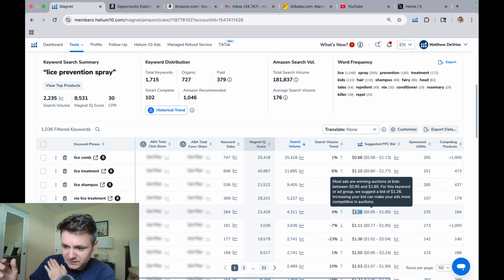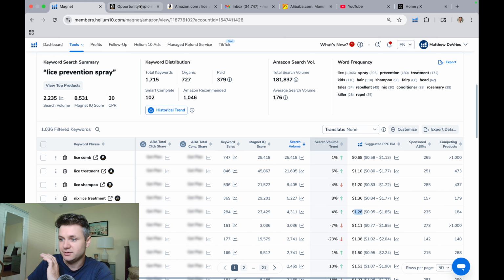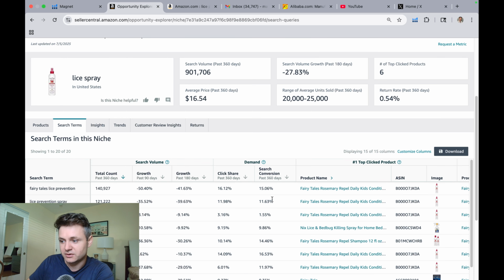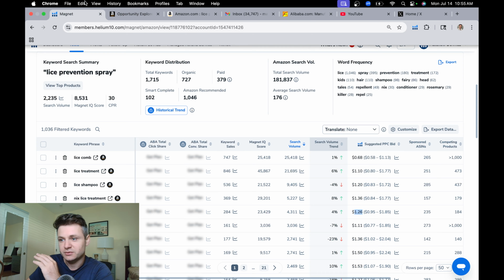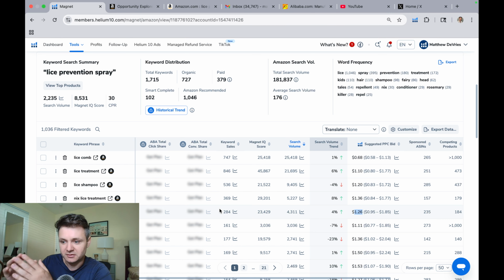$1.26, right? And what's cool is you can get in a calculator and say, okay, if my cost per click is $1.26 and my search to conversion, guys, is upwards of 12%, that means on average probably around 8 to 9 clicks we will get an order. So if we times that by $1.20, that's probably going to be around $10, right?